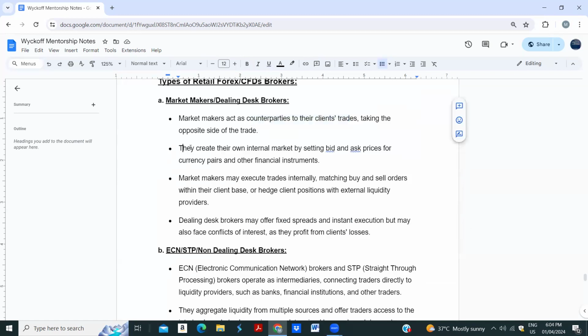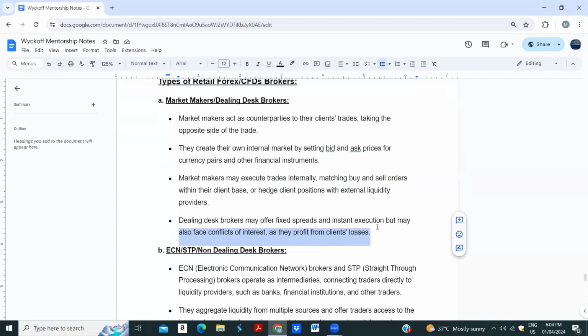They create their own internal market by setting bid and ask prices for currency pairs and other financial instruments. Market makers may execute trades internally, matching buy and sell orders within the clients, or hedge client positions with external liquidity providers. Dealing desk brokers may offer fixed spreads and instant execution, but may also face conflict of interest as they profit from clients' losses.